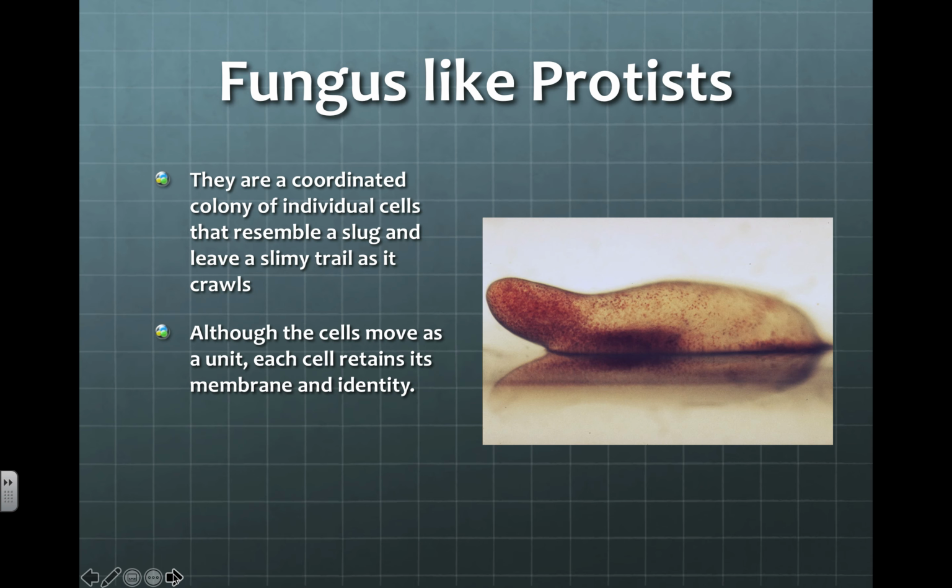And this is what it really looks like. It looks like a slug. And they're individual cells, but they coordinate themselves into this colony that resembles this slug, and that does leave a slimy trail as it crawls along. Now, although the cells move as a unit, each cell is retaining its membrane and its identity. So this is the huge difference between an acellular and a cellular slime mold.